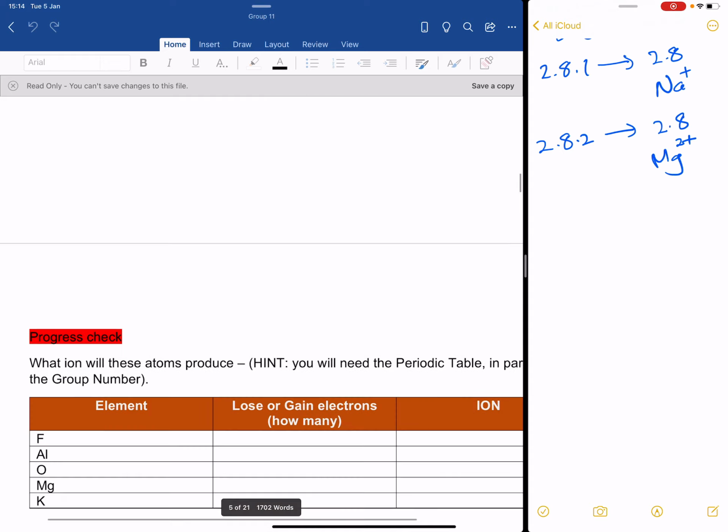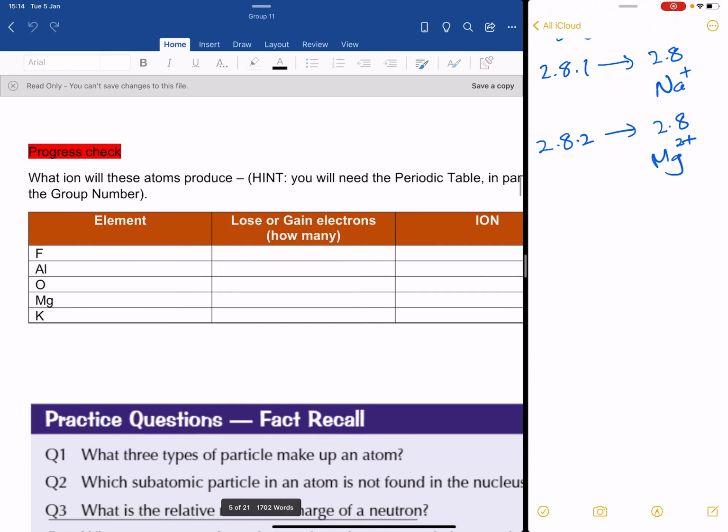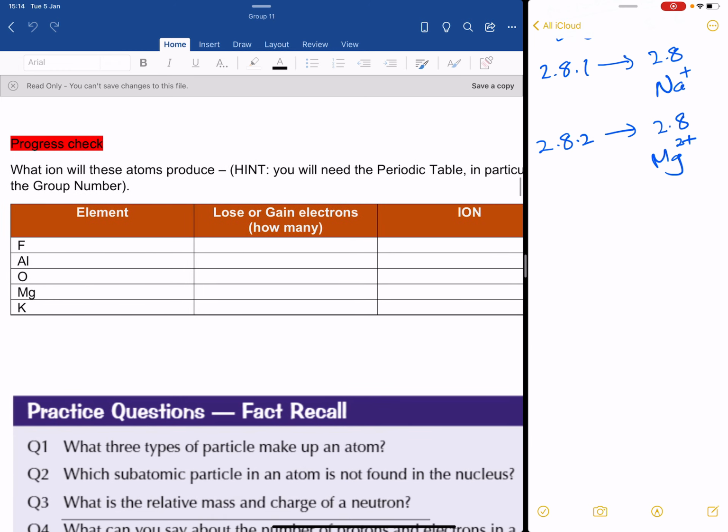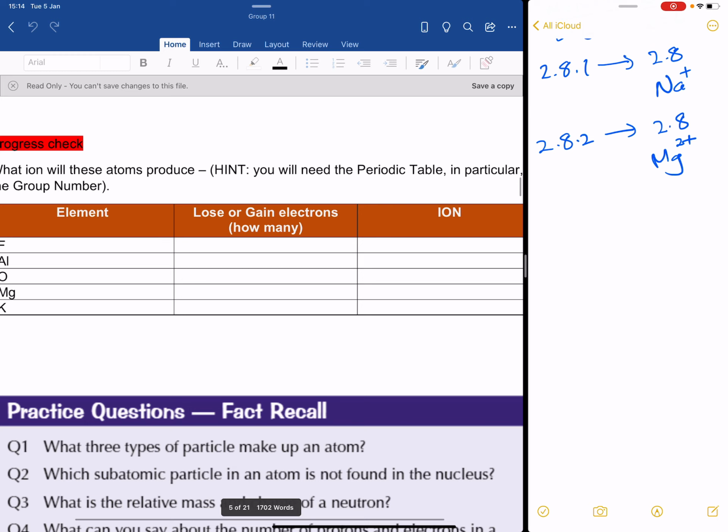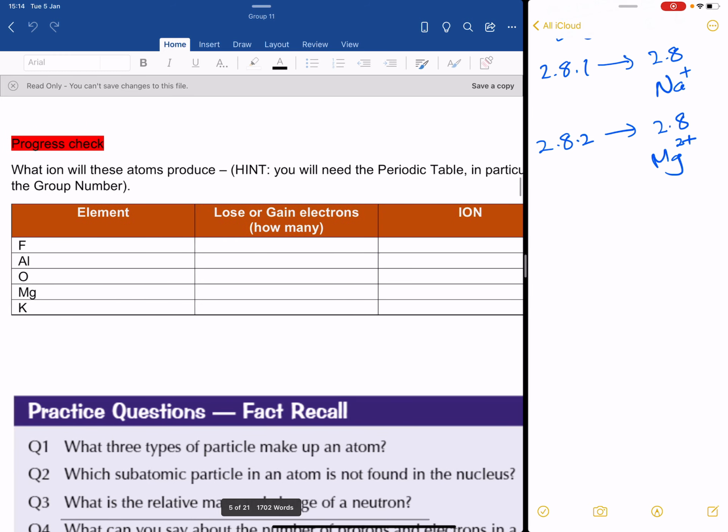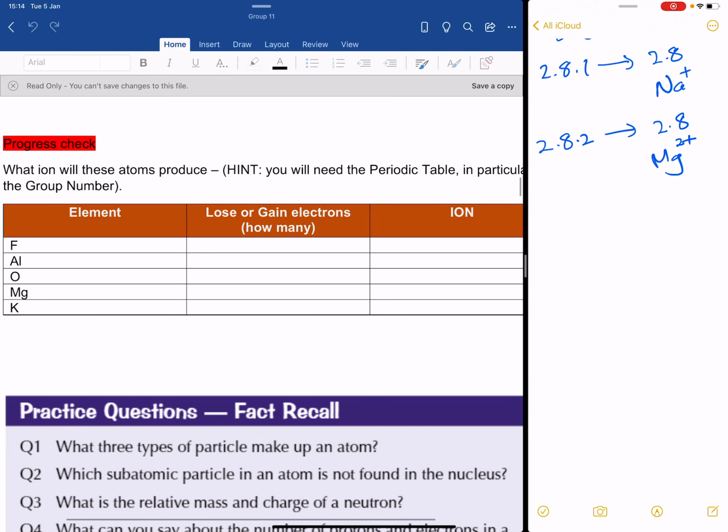Moving on. Have a look at this. What ion will these numbers produce? Hint, you'll need a periodic table, in particular the group number. So fluorine, aluminium, oxygen, magnesium and potassium. Pause the video and have a go at these.